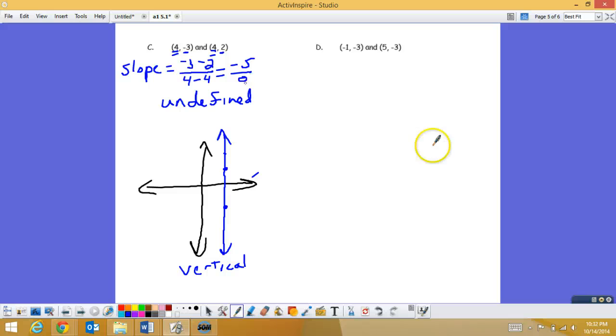Now, the other special type of line, if we find the slope in D, so if we subtract the two y coordinates on top, we've got -3 minus -3, and then in the denominator, since I started with this -3 on the top, I'm going to start with the -1, or its partner, in the bottom, and then -5. So -3 minus -3 becomes -3 plus 3, which is 0. -1 minus 5 is -6, and 0 divided by anything is always equal to 0. So the slope of this line is 0.